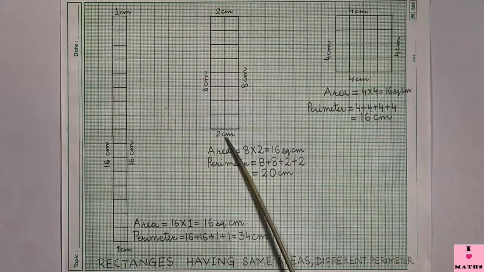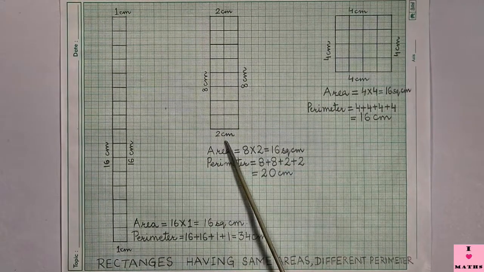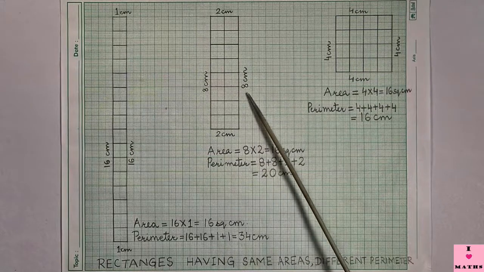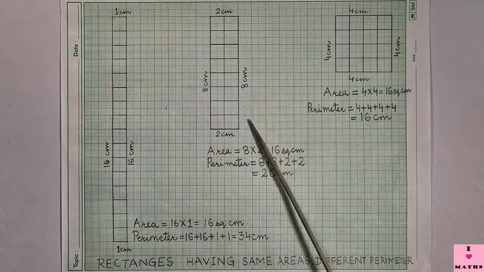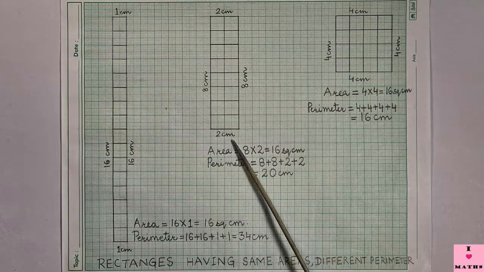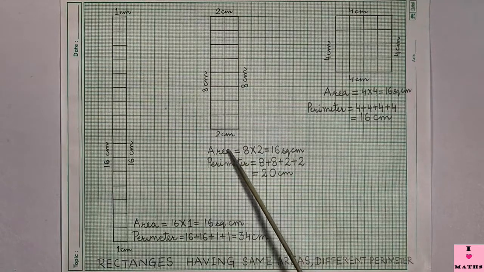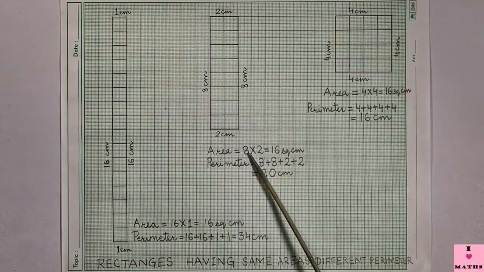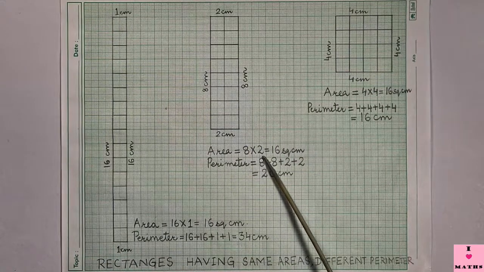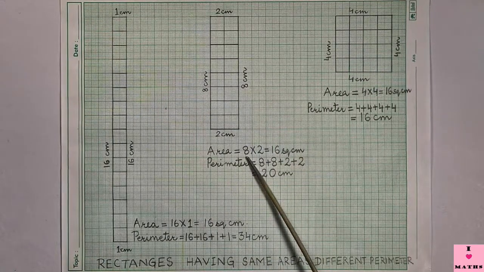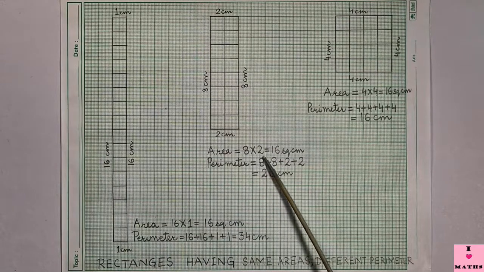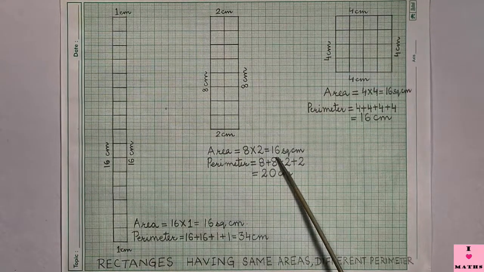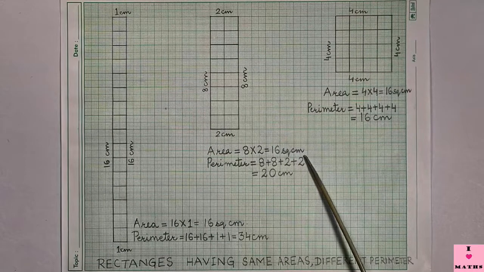Let us look at this second rectangle. Here the length is 8 centimeter and the breadth is 2 centimeter. So the area of the rectangle is equal to length multiplied by breadth, which is 8 multiplied by 2. 8 2s are 16. 16 square centimeter.